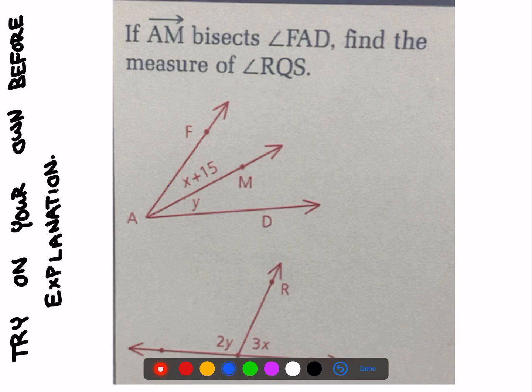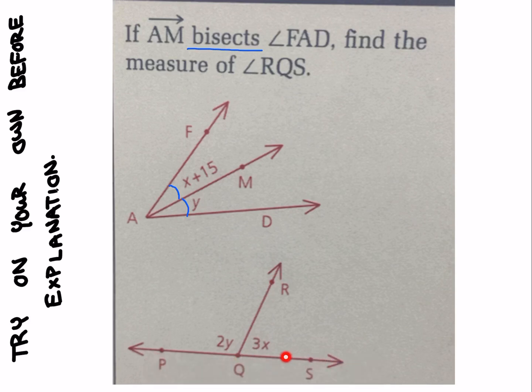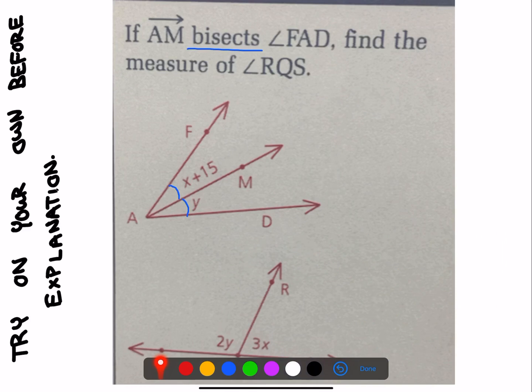So, first off, I know that these two angles are congruent because they're being bisected, and I'm trying to find the measure of angle RQS down here. So, RQS is equal to 3x. That's our goal. Now, if I know that these two angles are the same because they're being bisected, that means I can set them equal to each other. Y is equal to x plus 15.